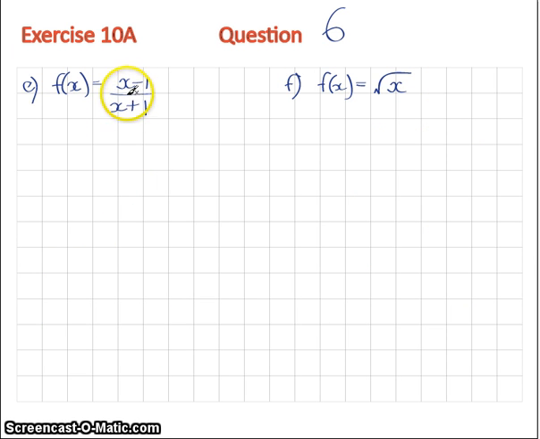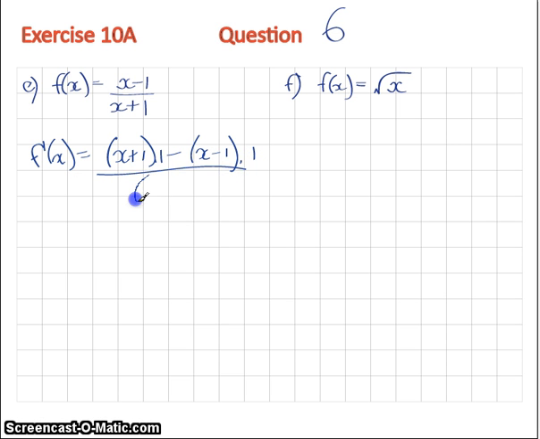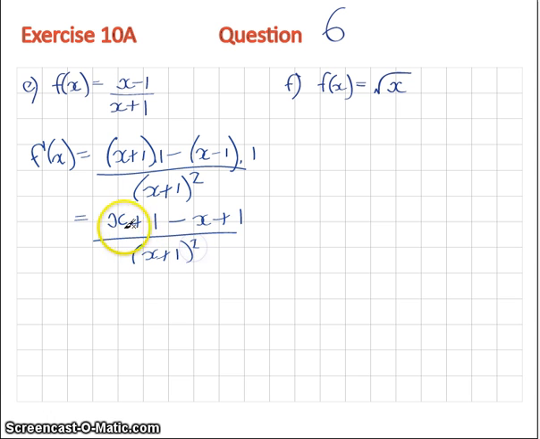Here I have two functions, one divided by the other. So for this one I'm going to need to use the quotient rule. So the derivative will be the bottom times the derivative of the top minus the top times the derivative of the bottom all over the bottom squared. Now let's just tidy that up, get rid of the times 1s in the brackets. What I've got here is x plus 1 minus x plus 1 all over x plus 1 squared. That x cancels out, leaves me with 2 over x plus 1 squared.